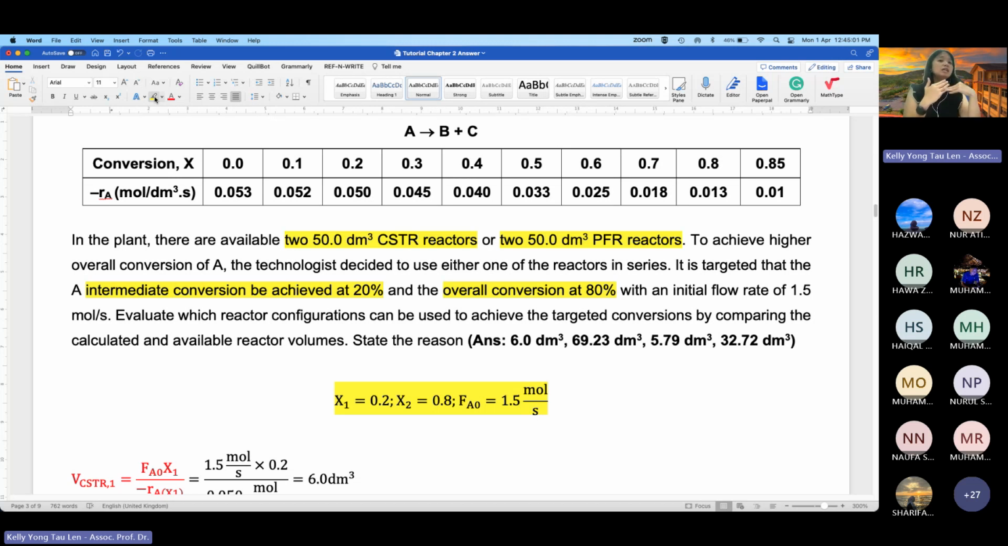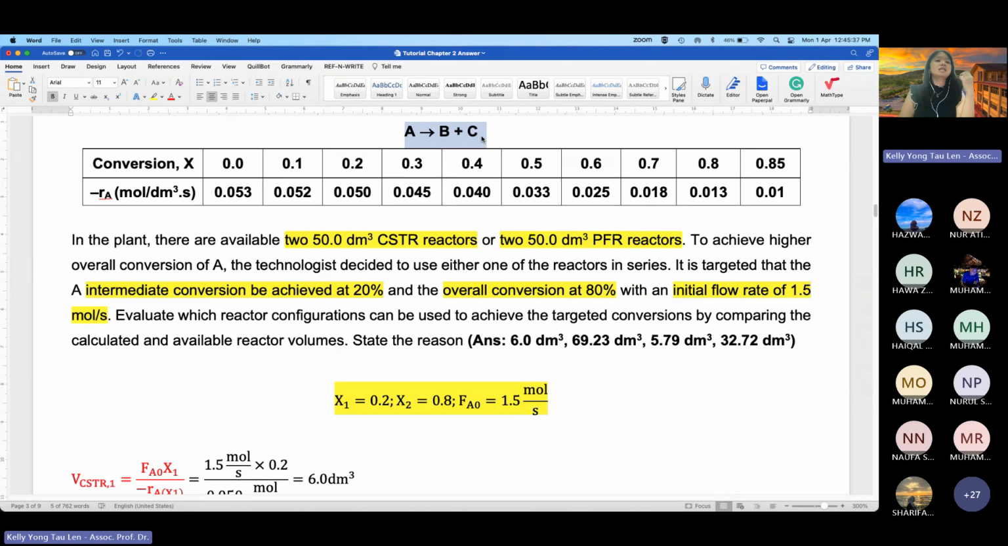Let us further get information. The initial flow rate is 1.5 mole per second. Again, I always tell you, when you have numbers, check the unit: mole per second is mole per time, which is molar flow rate. And they say initial flow rate, so it's the initial molar flow rate. You realize in your chemical equation there's only one reactant, so definitely it's the initial molar flow rate of A.